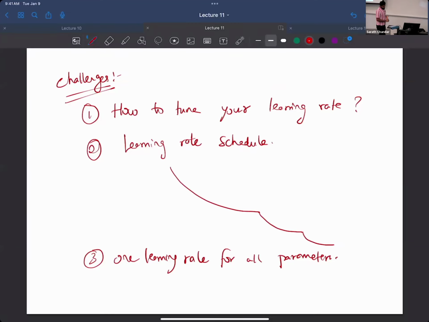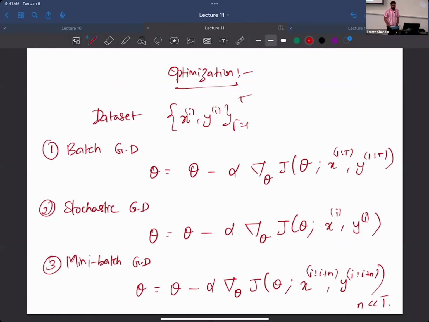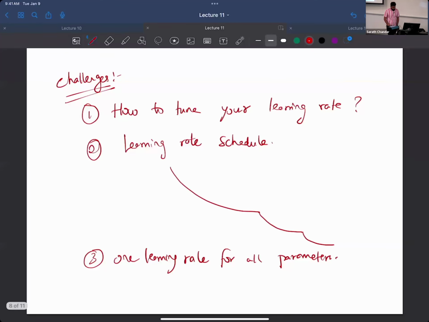Okay, so before the break, we started looking at the gradient descent algorithm and how to improve it. We looked at a bunch of challenges with the standard gradient descent algorithm, which include how to tune your learning rate, what's the ideal learning rate, and how to tune your learning rate schedule. Also, we are using one learning rate for all the parameters, and maybe it doesn't make sense. So we want some sort of adaptive learning rate for each parameter or each layer.